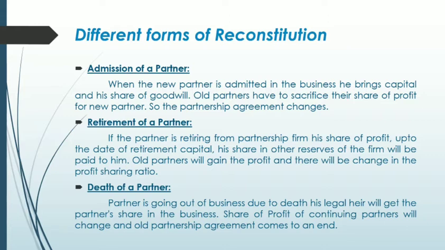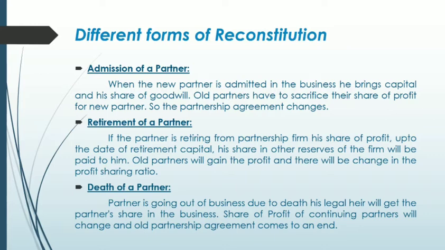There are different forms of reconstitution of the partnership. The first one is admission of partner. In admission, the new partner is admitted in the business. He brings capital and his share of goodwill. Old partners have to sacrifice their share of profit for the new partner, and the share of goodwill will be divided amongst all partners.